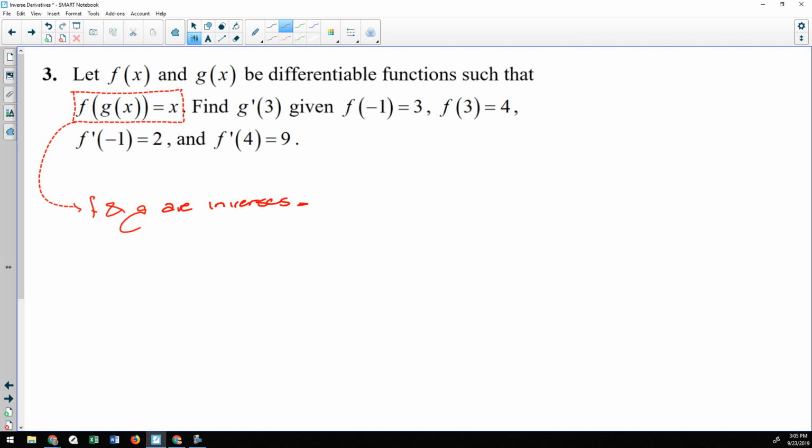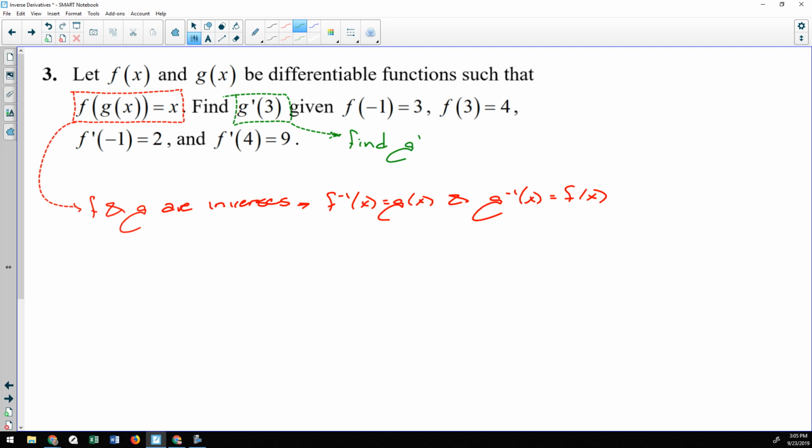Which means that f inverse of x is equal to g of x, and g inverse of x is equal to f of x. And so that's a true statement. F inverse is g and g inverse is f, and so I'm thinking about that. They want you to find g prime of 3. Well, before you're allowed to plug in 3 to the derivative, you must first find g prime of x. So I'm making a note to myself, I need g prime in terms of x first. Then I will deal with the rest of this information.